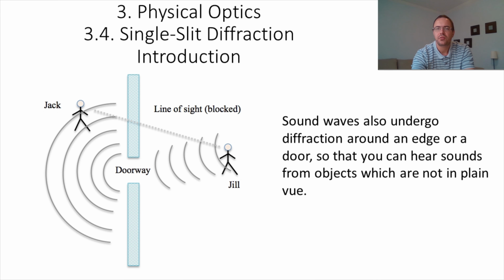You also know that sound waves do the same thing, in fact, because you can hear someone even if they are not in your field of view. And you can hear them better if the door is open. So sound waves seem to go through the door and bend over towards you after they've passed the door so that you can hear the sound waves.